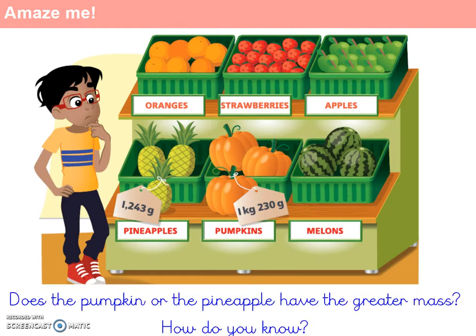So for question 1a, we're asked, does the pumpkin or the pineapple have the greater mass, and how do we know? So if we look, we can see that attached to the pumpkins and pineapples is a label, and they have the mass or the weight of them. Now, would it help to convert the grams to kilograms and grams for the pineapples, or would it help to convert the kilograms and grams to grams for the pumpkins? Think about which way is going to make it the easiest. Do you think that it's the largest item by size that has the largest mass, or do you think there's not that connection?